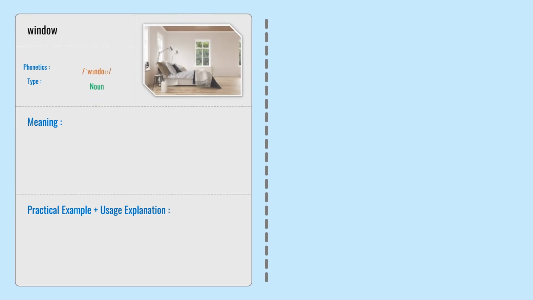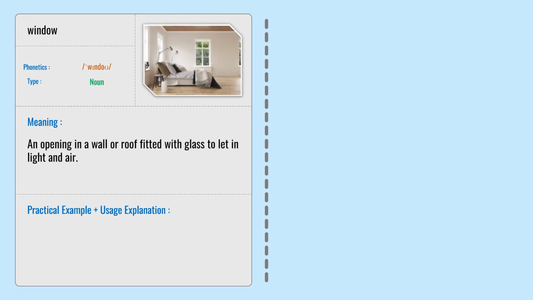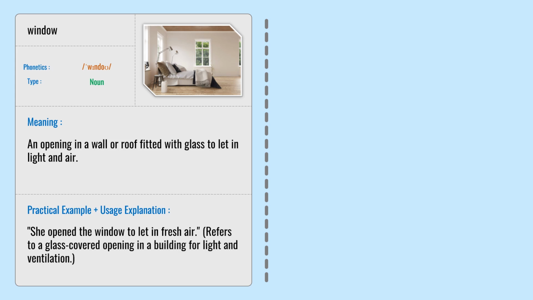Window. An opening in a wall or roof fitted with glass to let in light and air. She opened the window to let in fresh air. Refers to a glass-covered opening in a building for light and ventilation.